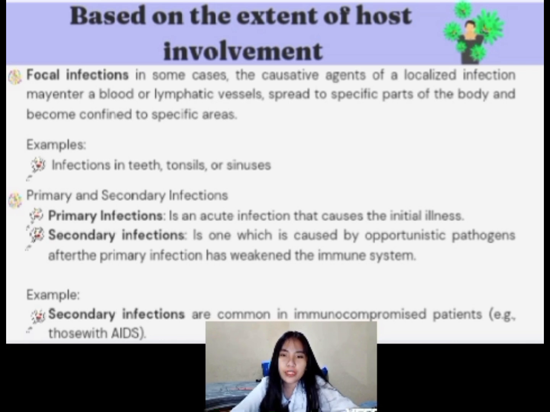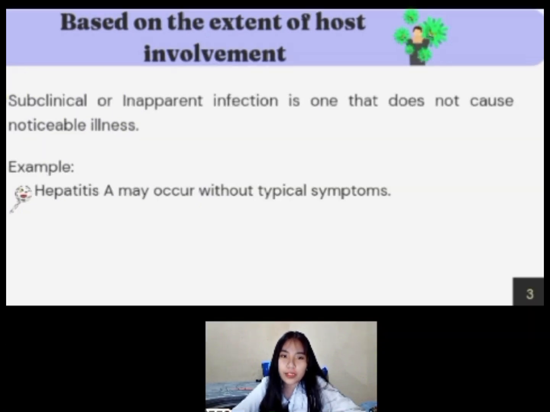Primary and secondary infections. Moving on, we differentiate between primary and secondary infections. A primary infection is an acute infection that causes the initial illness. Conversely, a secondary infection arises from opportunistic pathogens that take advantage of a weakened immune system following the primary infection. For example, secondary infections are common in immunocompromised patients such as those with AIDS, who may develop additional infections due to their compromised immunity.